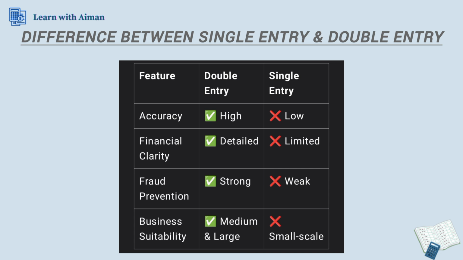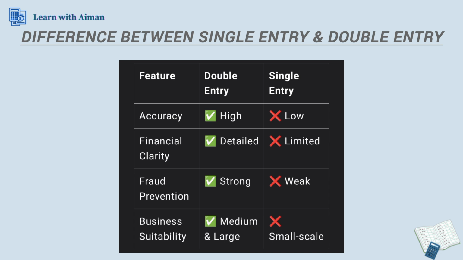Let's take number 1. In the double entry system, the accuracy is high, but in the single entry system, the accuracy is very low. If we talk about financial clarity, the double entry system is detailed, while the single entry system is limited. If we talk about fraud prevention, fraud prevention in the double entry system is strong, while in the single entry system it's very weak. Let's talk about business stability.